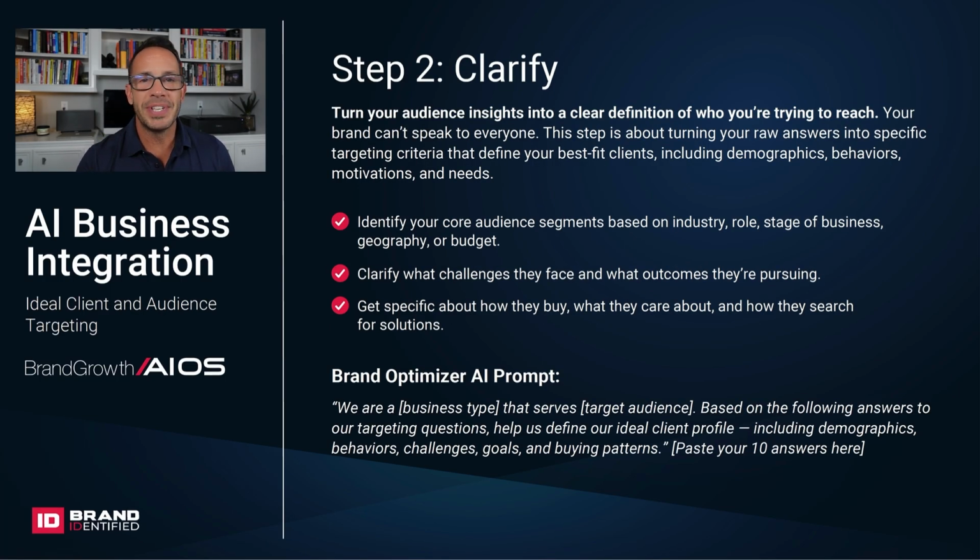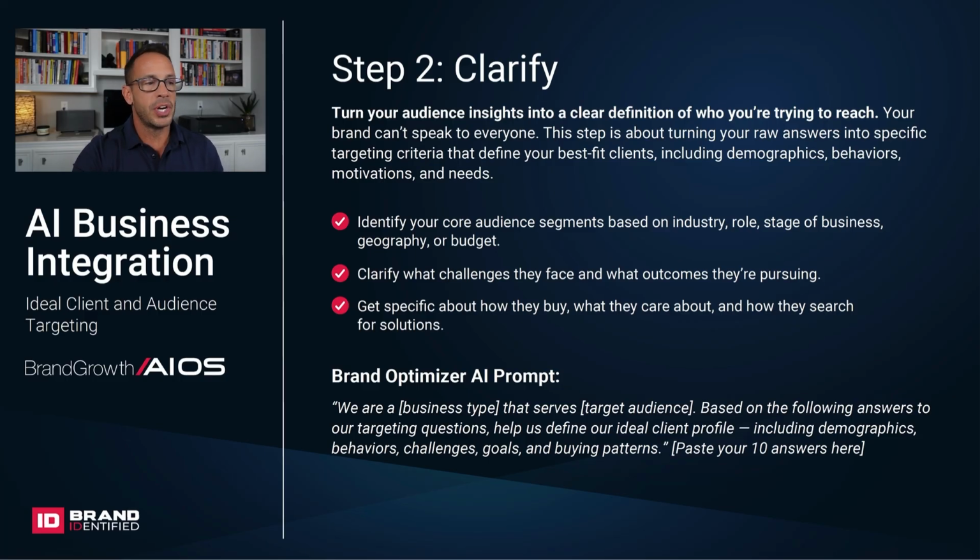So step number 2 is to clarify. This is going to turn your audience insights into a clear definition of who you're trying to reach. Your brand can't speak to everyone. This step is about turning your raw answers into specific targeting criteria that defines your best fit clients, including demographics, behaviors, motivations, and their needs. So you will identify your core audience segments based on industry, role, stage of business, geography, or budget. You will clarify what challenges they face and what outcomes they're pursuing, and you will get specific about how they buy, what they care about, and how they search for their solutions.